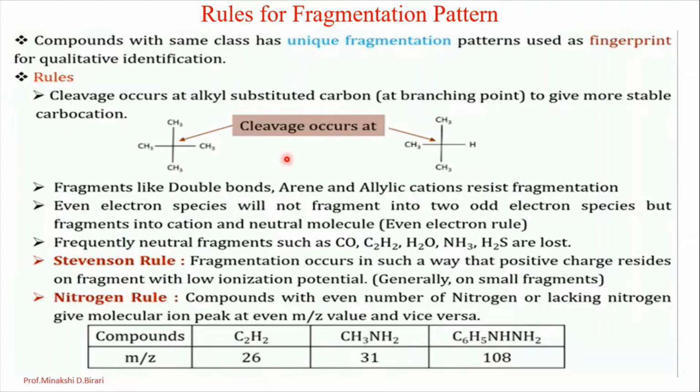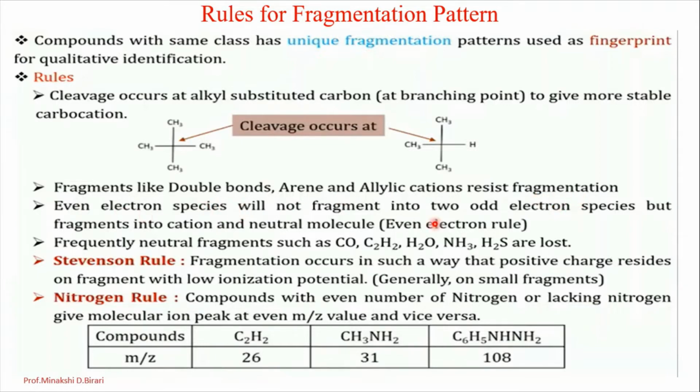Suppose we have the example of butane and pentane. In this, the fragmentation occurs and we get a number of peaks, but the peaks are separated by 14 mass units. Then fragments like double bonds, arene and allylic cations also resist the fragmentation.